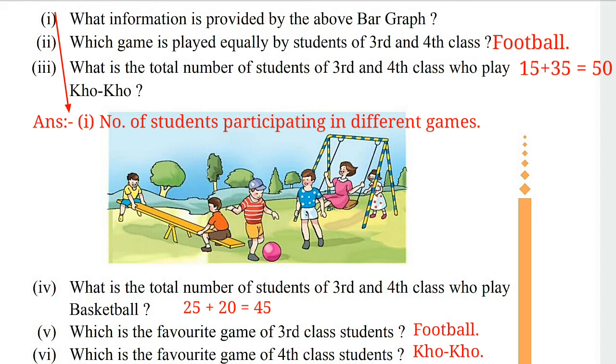Here 3rd class Kho-Kho students are 15 and in 4th class students are 35. So total 15 plus 35 gives us 50 students. Fourth, what is the total number of students of 3rd and 4th class who play basketball? Here 25 plus 20 gives us 45 total students. Fifth, which is the favorite game of 3rd class students? You can see the longest pole is football in 3rd class. Sixth, what is the favorite game of 4th class students? You can see in 4th class the longest pole is green colored, which is Kho-Kho.